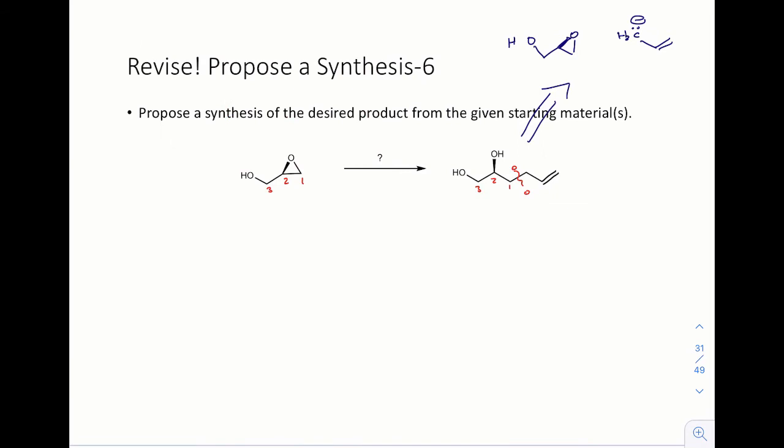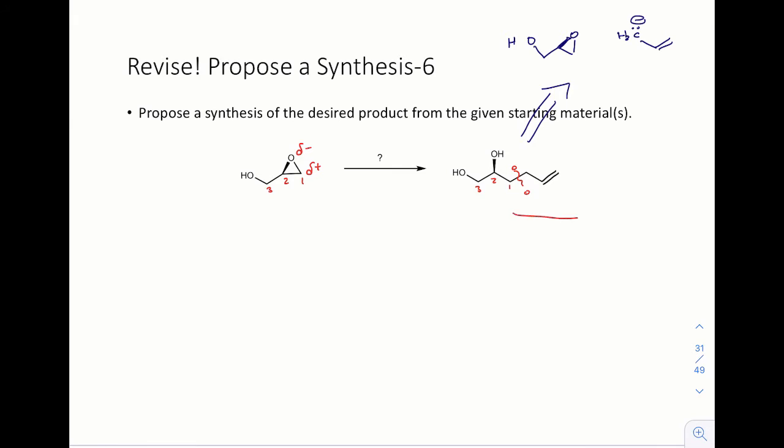For this problem, we map carbons 1, 2, and 3 to these carbons in the product. We know that this is the key carbon-carbon bond formed from reactant to product. We know that epoxides are electron poor. There's a partial positive on both carbons of the epoxide. But we can see that carbon 1 is the carbon that's attacked. That is the less substituted carbon of the epoxide.